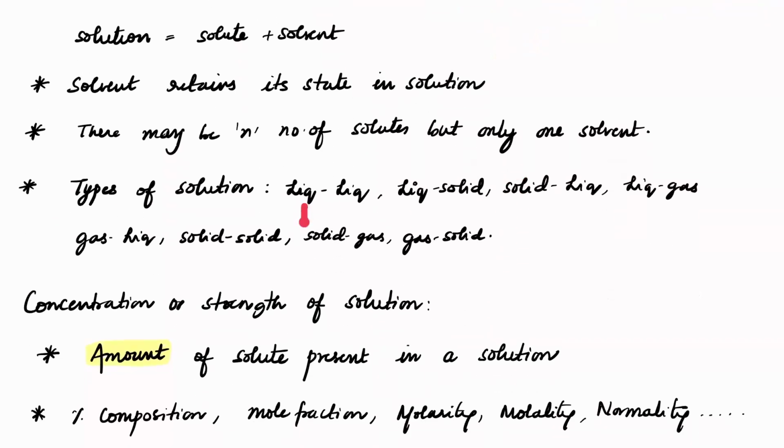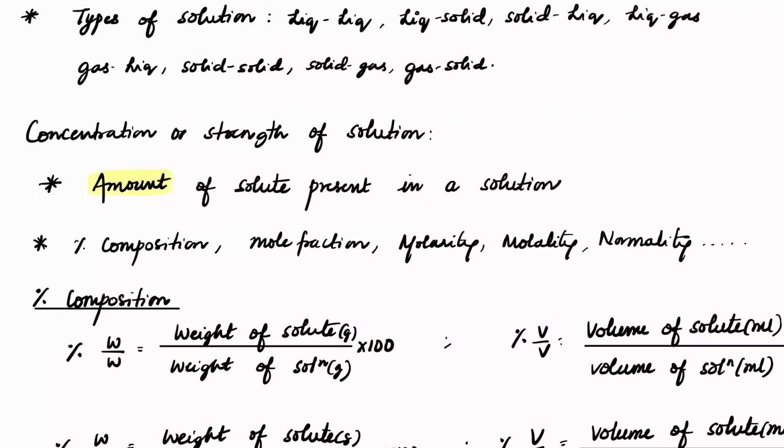And we can have many different types of solution that include liquid-liquid, liquid-solid, solid-liquid, liquid-gas, gas-liquid, solid-solid, solid-gas, and gas-solid. So basically all three states in different combinations, which makes it nine different types of solutions. Our main objective here is to figure out concentrations of true solutions.